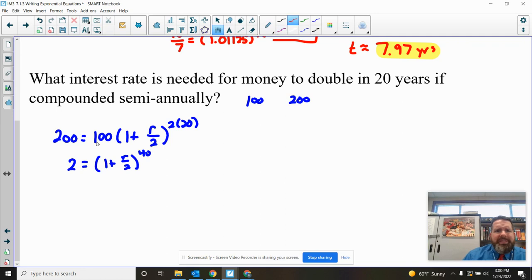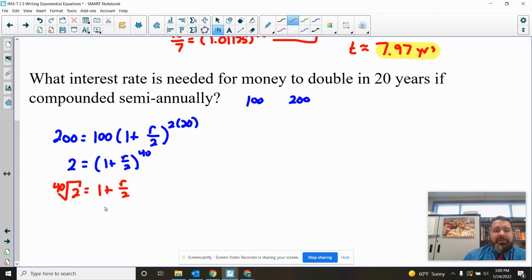Okay, let's solve. This time, because there's no variable up here, we don't need to use any logs. Instead, let's just do a root, a 40th root. So the 40th root of 2, and if we do a 40th root over here, it's going to be 1 plus r over 2 we're left with. Now, 40th root of 2 is a big old long decimal that I don't want to mess with right now. I'm just going to leave it written as 40th root of 2.